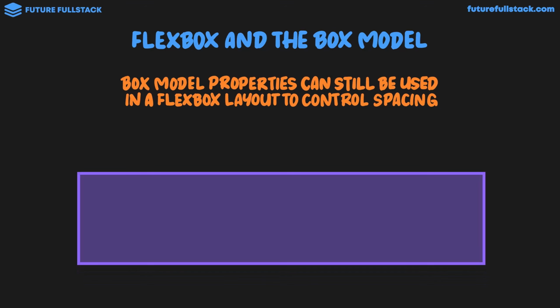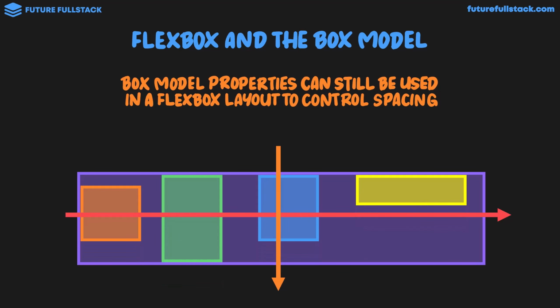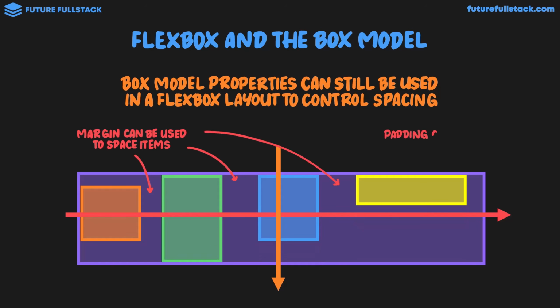We have our flex container, our main axis currently in row running from left to right, and our cross axis running from top to bottom. And we have the following flex items in our flex container. Margin can be used to space items, and padding can be used in flex items. So using the box model properties of margin and padding can still be applied to flex items in a flex container. Let's check this out in VS Code.